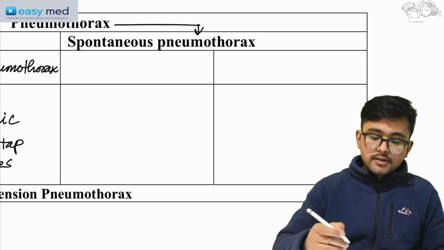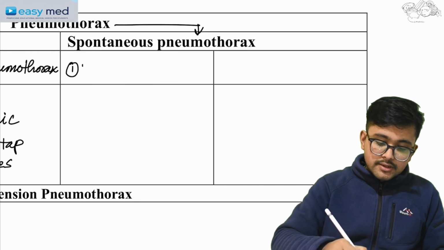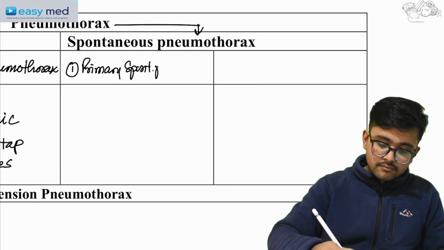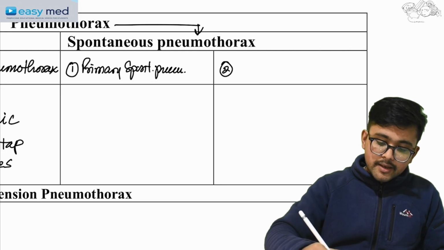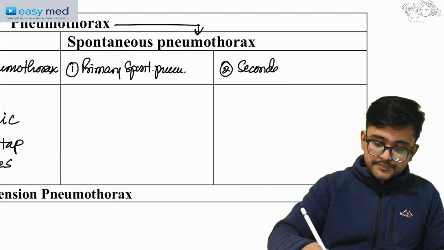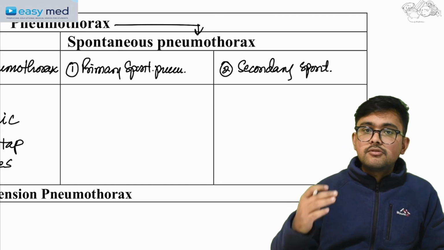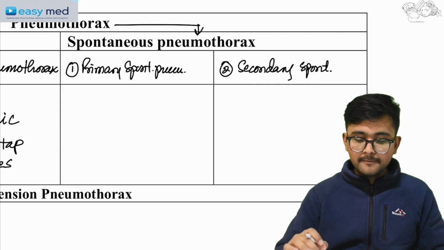Spontaneous pneumothorax can be divided into two types. The first type is primary spontaneous, and the second type is secondary spontaneous pneumothorax. Now, what does that mean? Like I said, there should be an event, but the event is not quite evident in the beginning. So what does that mean?